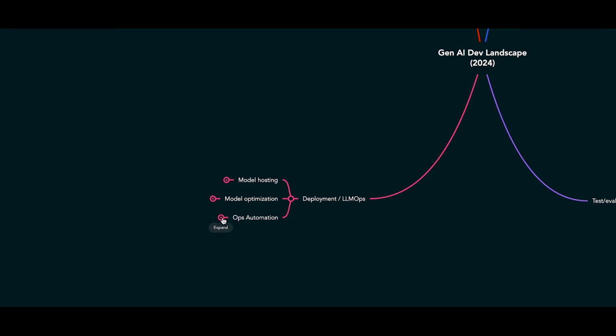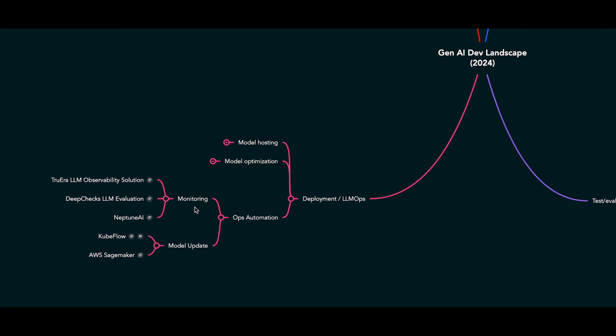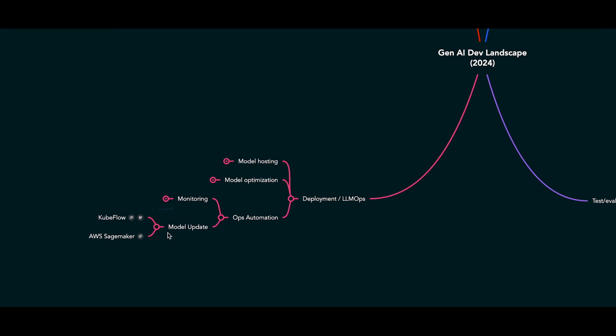And then the final branch is ops automation. So this includes, for example, automatic model monitoring, such as accuracy, safety, or load testing continuously, and these different tools and companies do that for you. And model updates, for which you have some services like SageMaker and Kubeflow, etc.